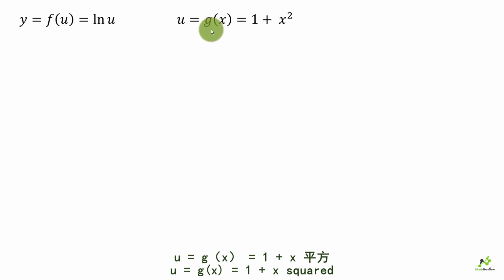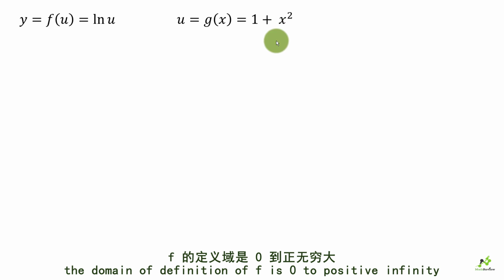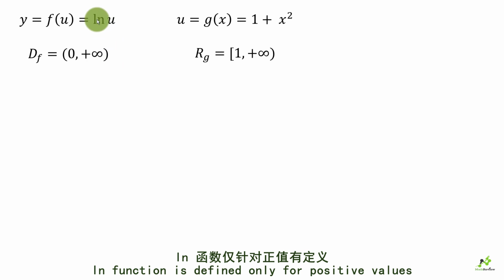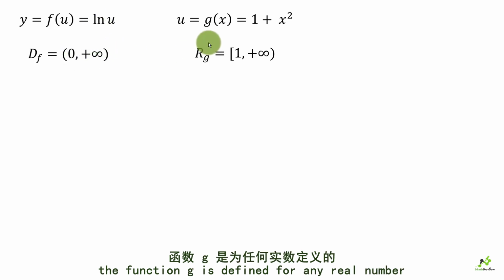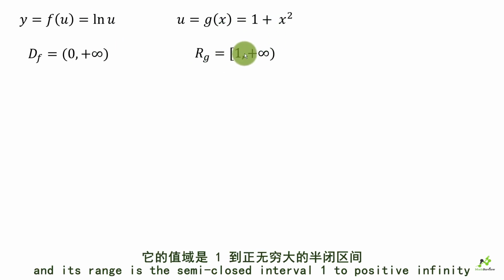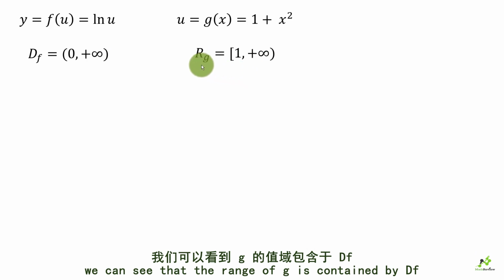As another example, let y equal f of u equals ln of u, and u equals g of x equals 1 plus x squared. The domain of definition of f is 0 to positive infinity. The ln function is defined only for positive values. The function g is defined for any real number, and its range is the semi-closed interval [1, positive infinity). We can see that the range of g is contained by df.